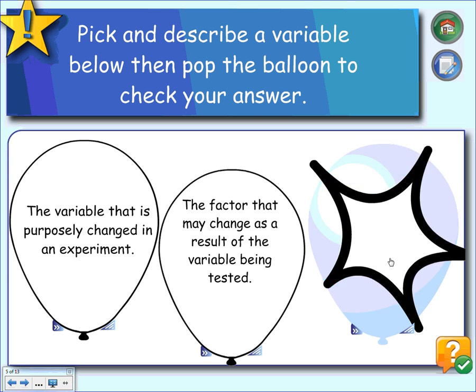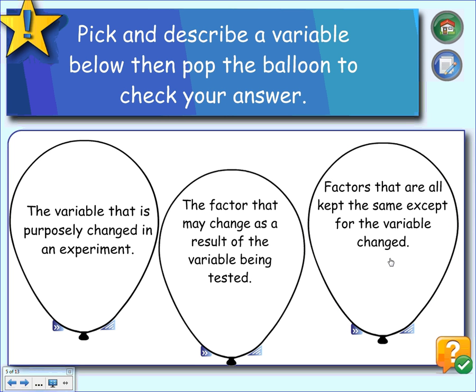They would be things such as temperature, depending on what your experiment is. Factors that are all kept the same except for the variable changed. It's very important in an experiment that if we're testing a particular variable, that we don't change the other variables. We keep them the same.